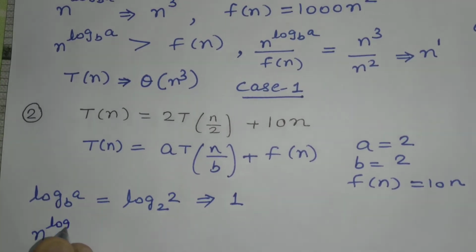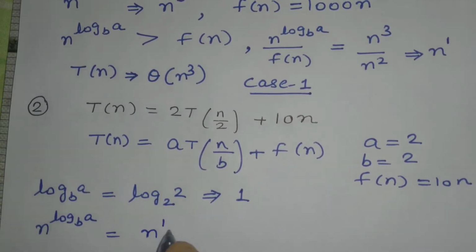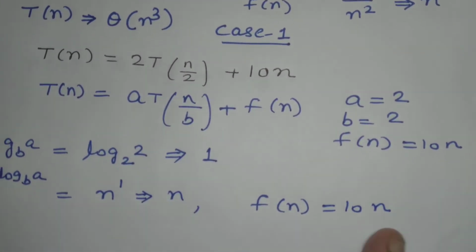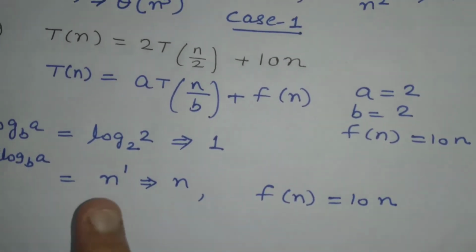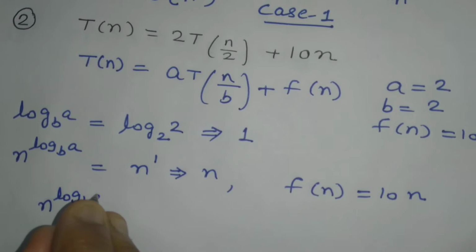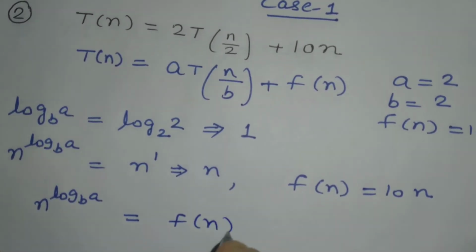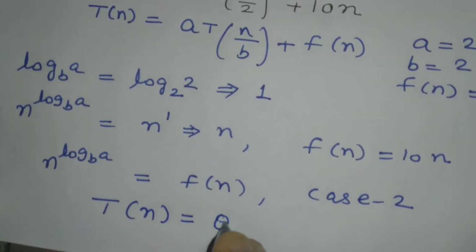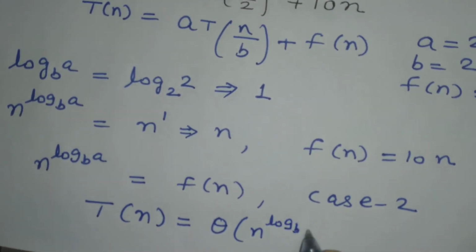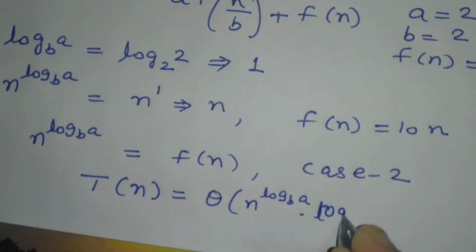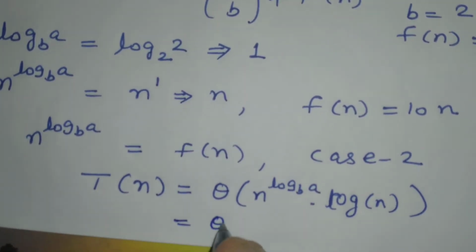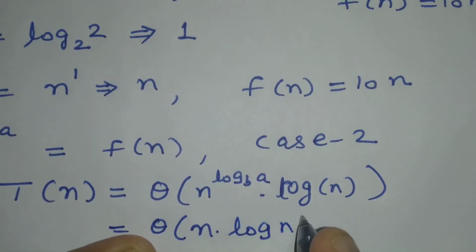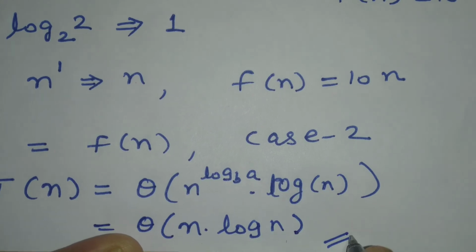So n to the power log base b a is equal to n to the power 1, or we can say n, and f(n) is 10n. Now both terms are equal. 10 is constant only. So when n^(log base b a) is equal to f(n), that means case 2, and the solution for case 2 is theta of n^(log base b a) into log n, right? So the solution is n into log n. Okay, so this is the solution for this recurrence relation.